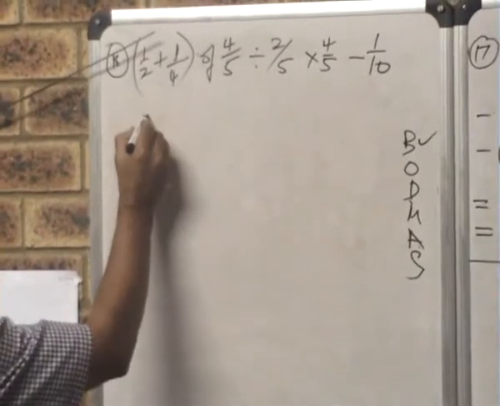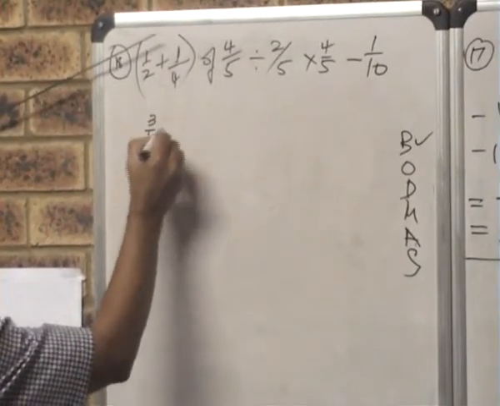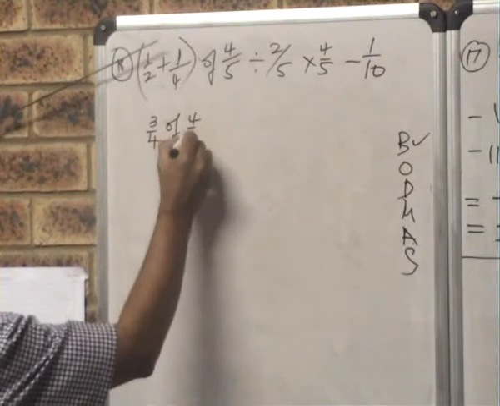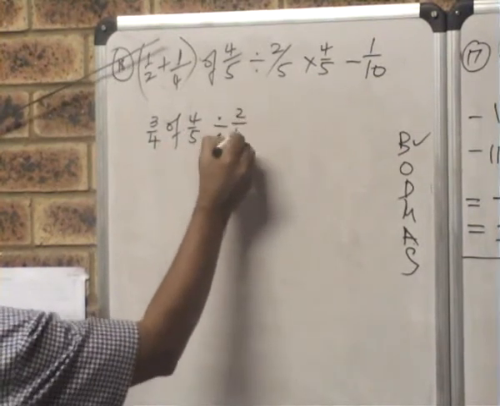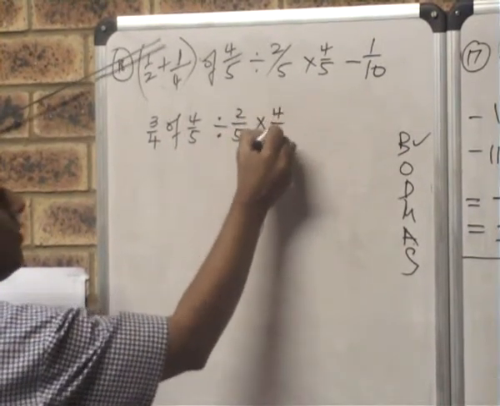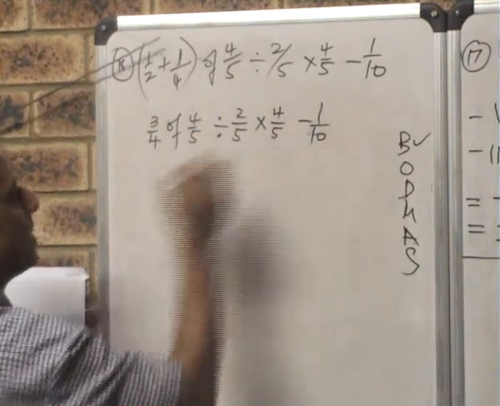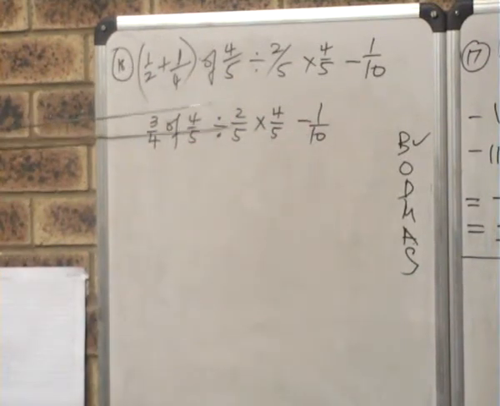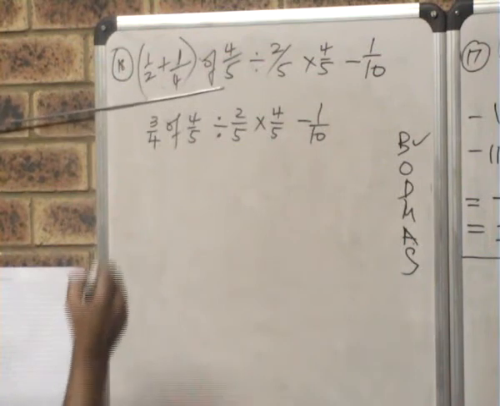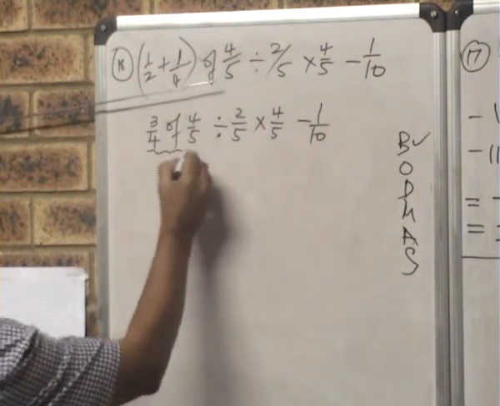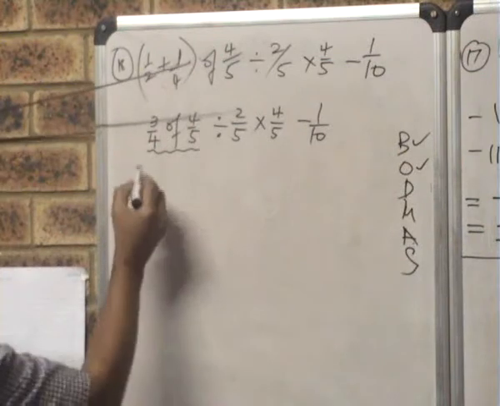Half plus quarter is 3/4 of 4/5 divided by 2 over 5 times 4 over 5 minus 1 over 10. Now don't look at the fractions and get scared, just relax. Now, is there an off? Yes, therefore we'll have to do the off.